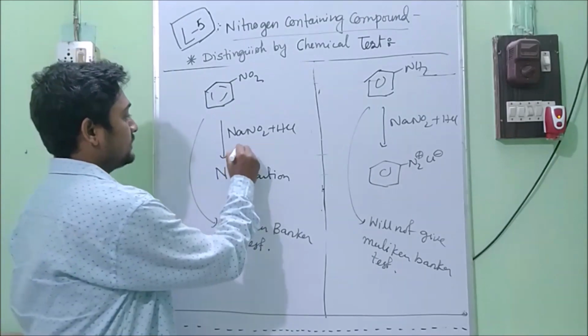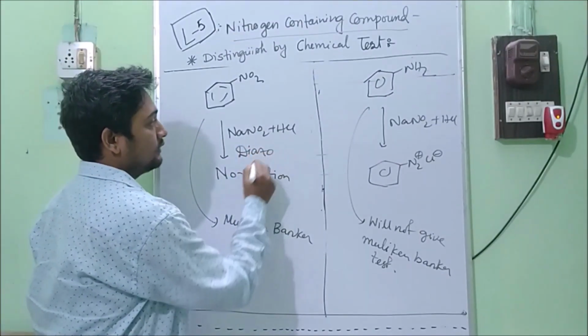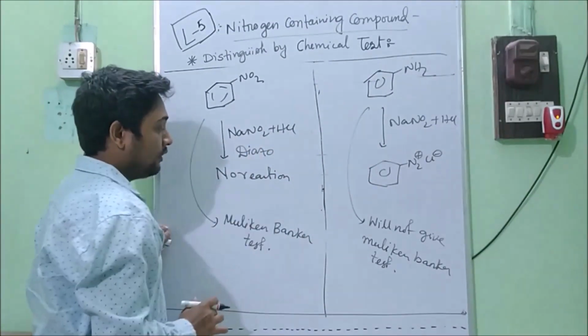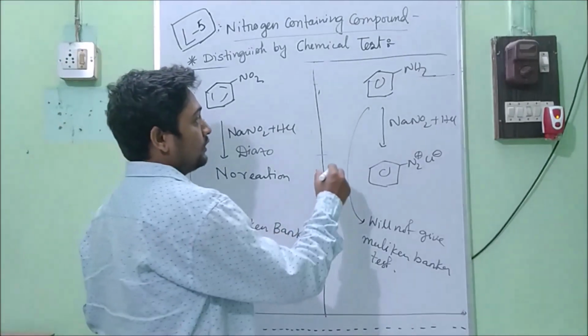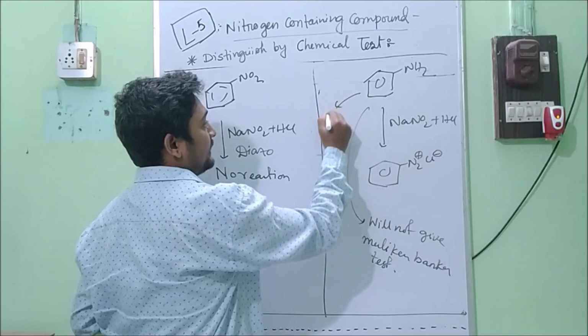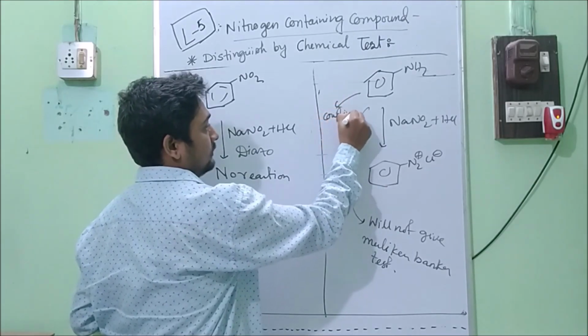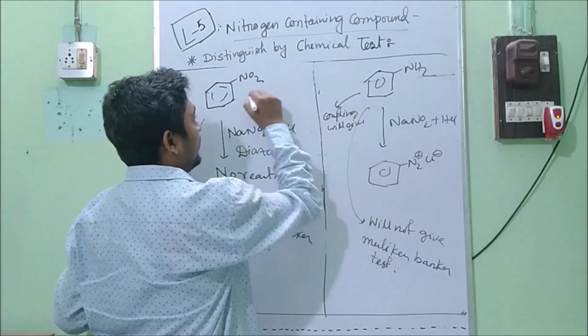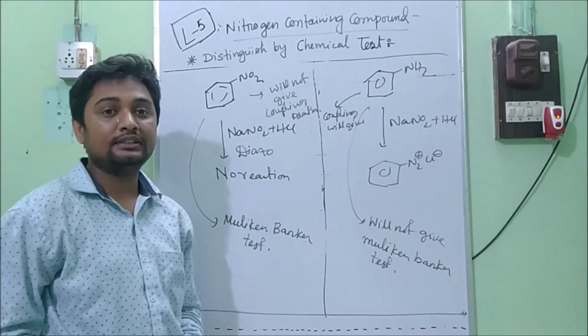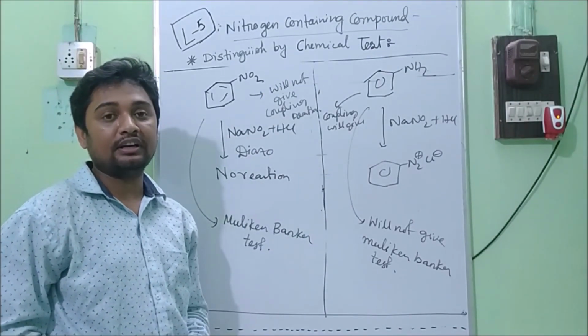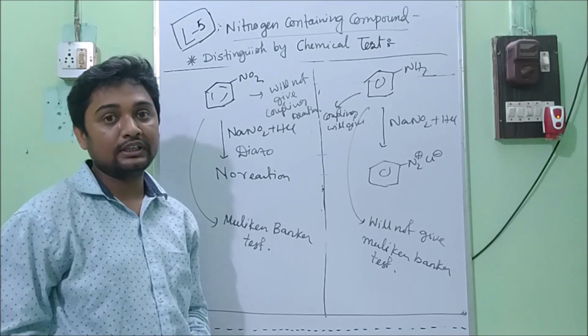So you can use diazotization to distinguish among them, or you can also use the Mulliken-Barker test. Again, you can also use coupling reaction. It will give a coupling reaction, and it will not give a coupling reaction. So this is about some distinguishing by chemical test of different kinds of nitrogen containing compounds.